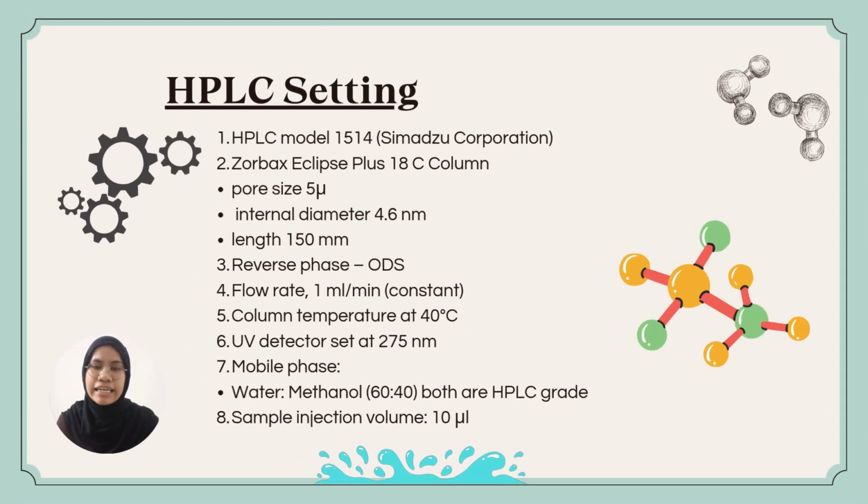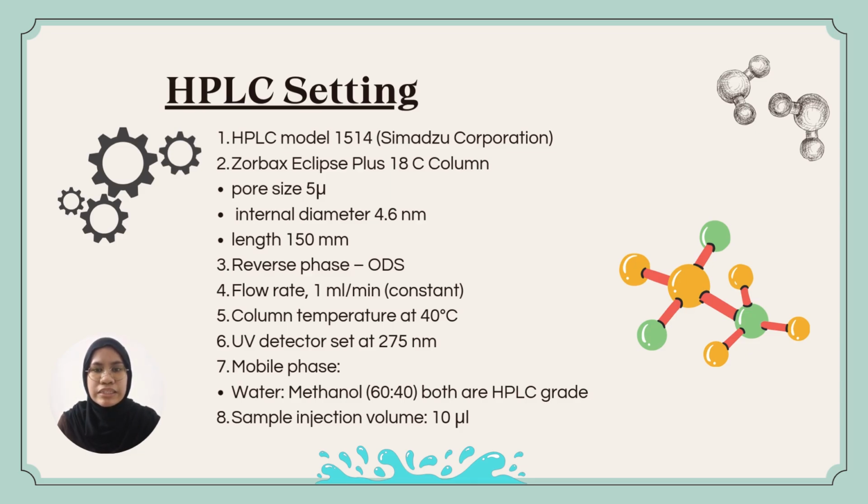Then, HPLC setting. The HPLC system used in this study was a Shimadzu Corporation model 1514 equipped with a Zorbax Eclipse Plus C18 column. The column had a particle size of 5 micrometer, an internal diameter of 4.6 millimeter, and a length of 150 millimeter. The analysis was performed in reverse phase mode using ODS. The flow rate was maintained at a constant 1 mL per minute with the column temperature set to 40 degrees Celsius. Detection was carried out using a UV detector set at 275 nanometer.